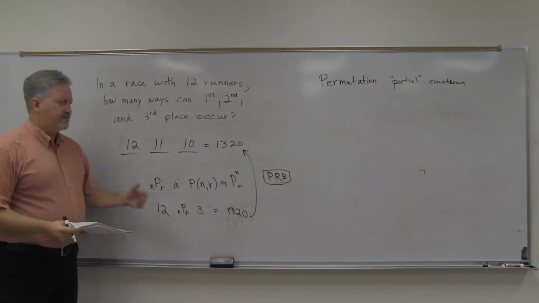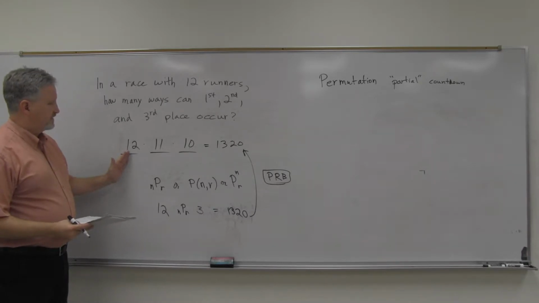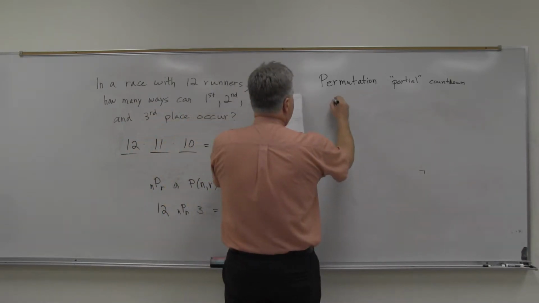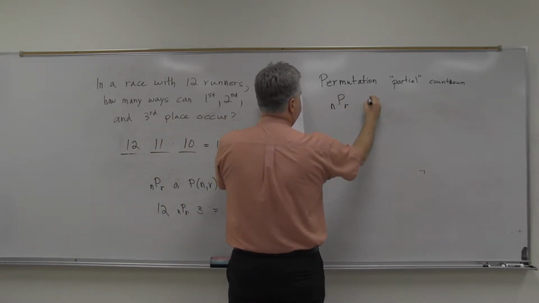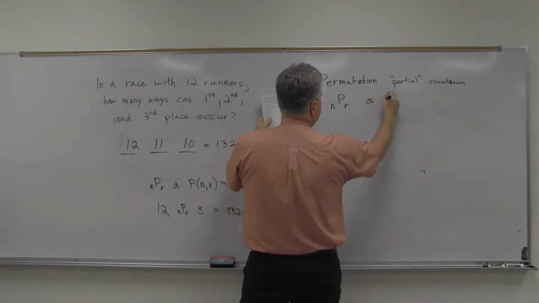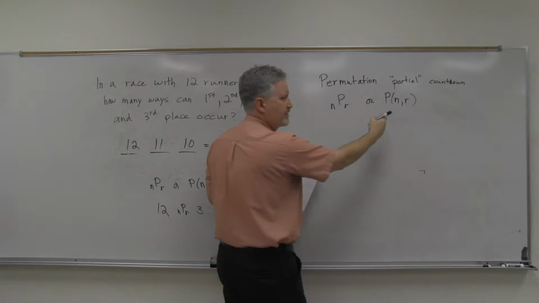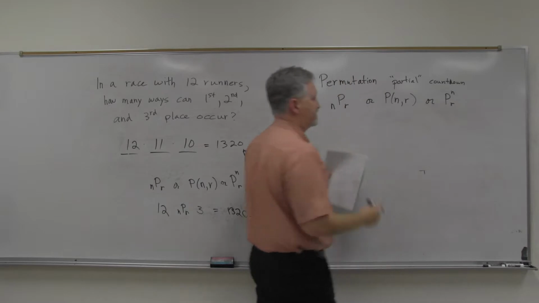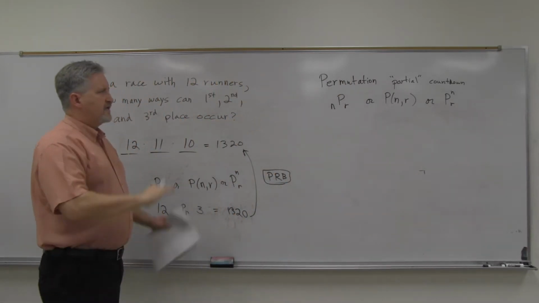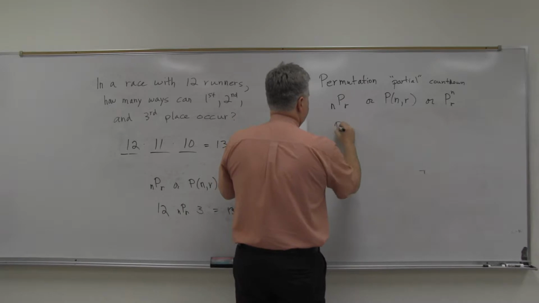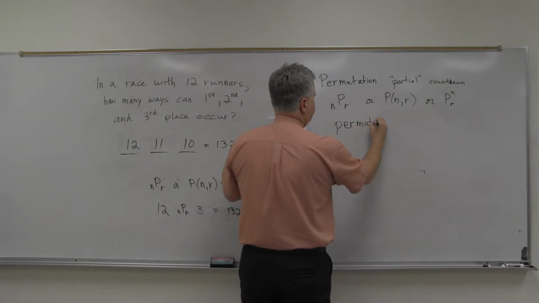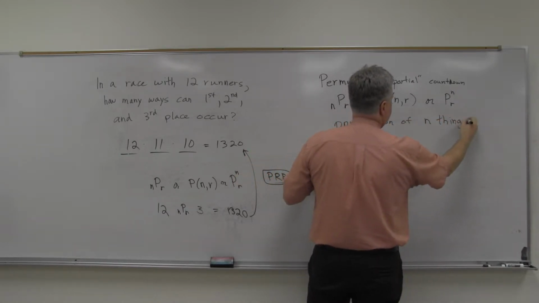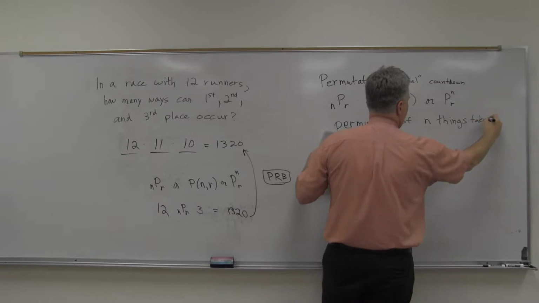Notice I've put in some different numbers. I put in the 12, you probably get that, but why the 3? Let me just give you the definition. NPR or PNR, P parentheses N, R, I think that's the way the book typically writes it. Or it could be P with the N and the R side to side like that. Any of those is what's known as a permutation of n things taken R at a time.